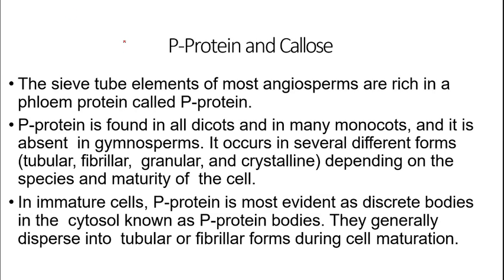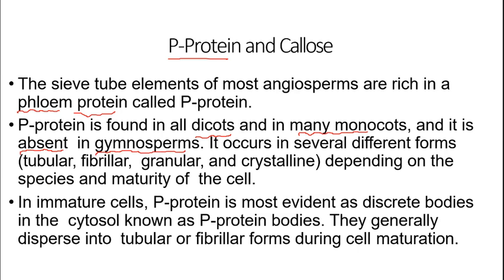Now coming to P protein. In the last slide, when we were studying the longitudinal section of the sieve tube element, we saw that in the sieve tube element there is a protein named P protein. What is P protein? The full form is phloem protein. First of all, we need to know where they are found. They are found in angiosperm, in all dicots and many monocots, and they are absent in gymnosperms. Very important too.